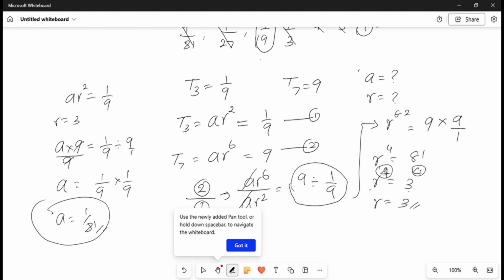Now you can check our original sequence. A is 1 over 81, correct answer, and R is 3. So this is another type of question you can expect in your examinations. In a geometric progression, without giving the progression, they will give you some terms in between. Two terms would be given, and using this technique you have to find out.